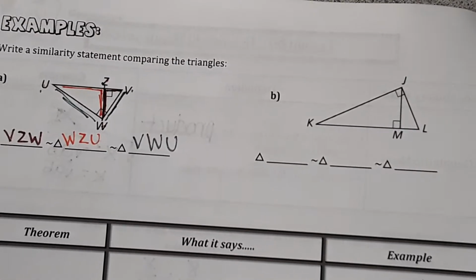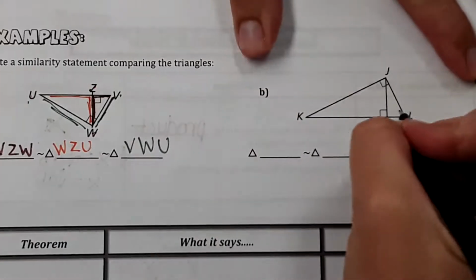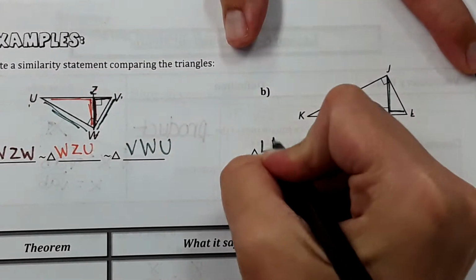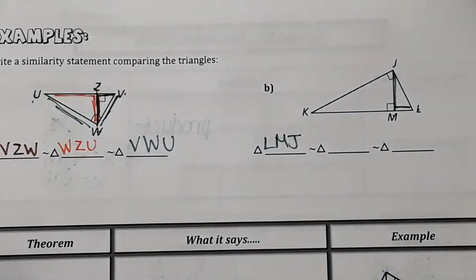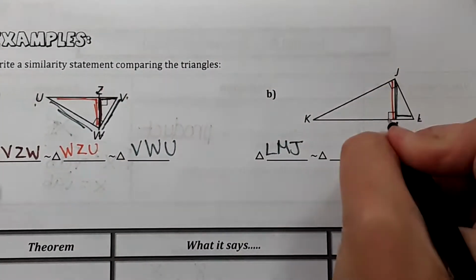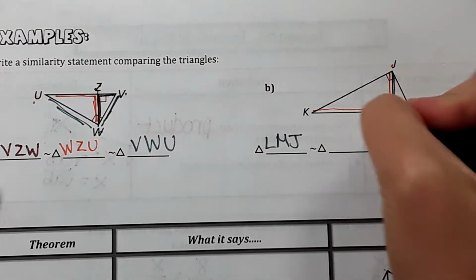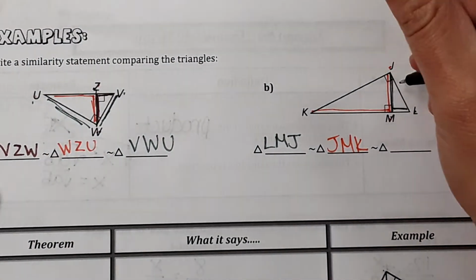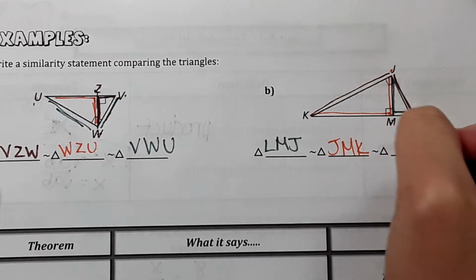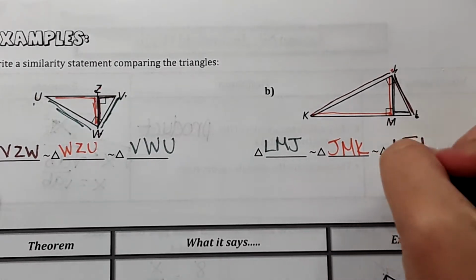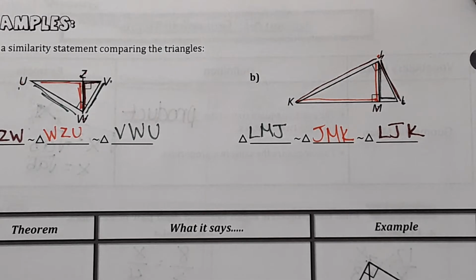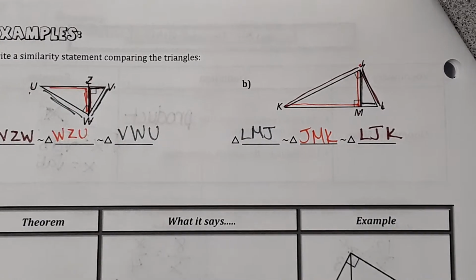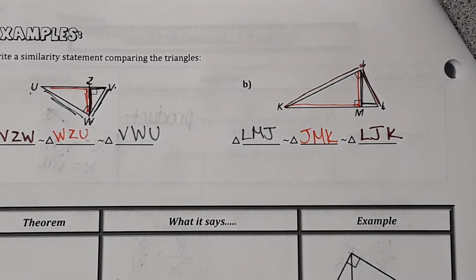And then for the next one, same thing, short to medium. So the first triangle I'm naming is LMJ. Then JMK, short to medium side again, JMK. And then the outer triangle, LJK. Why do you do short side first? As long as you're consistent, it doesn't matter which side. That's what I stuck with.